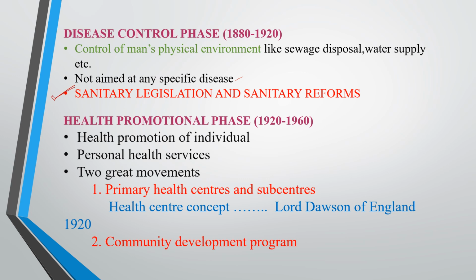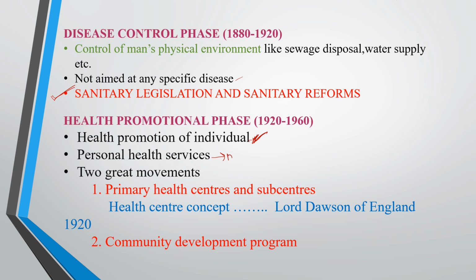Then the next phase is the health promotional phase. This phase was between 1920 to 1960. During this phase, it was realized that public health had neglected the citizen as an individual. So to overcome this, one more goal was added to public health, that is the health promotion of the individual. So many personal health services were introduced to promote individual health.